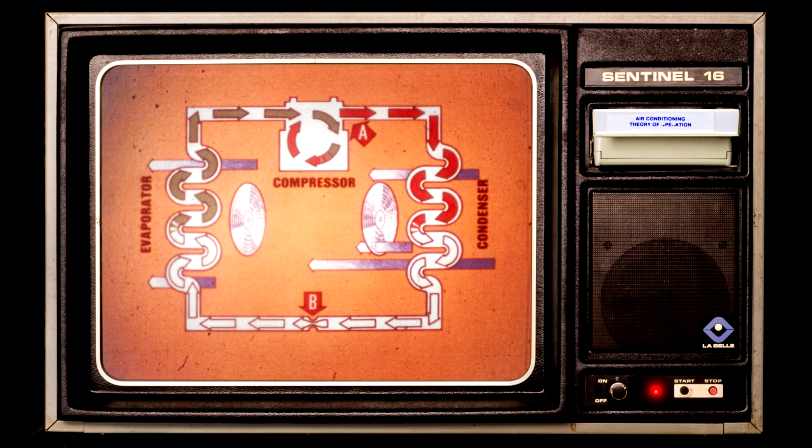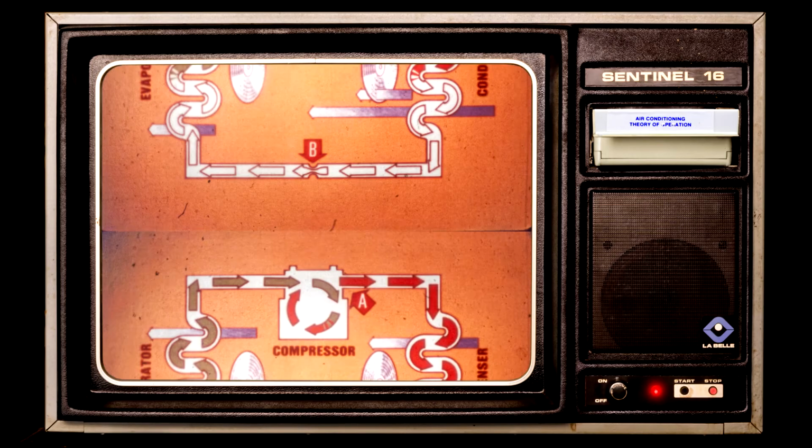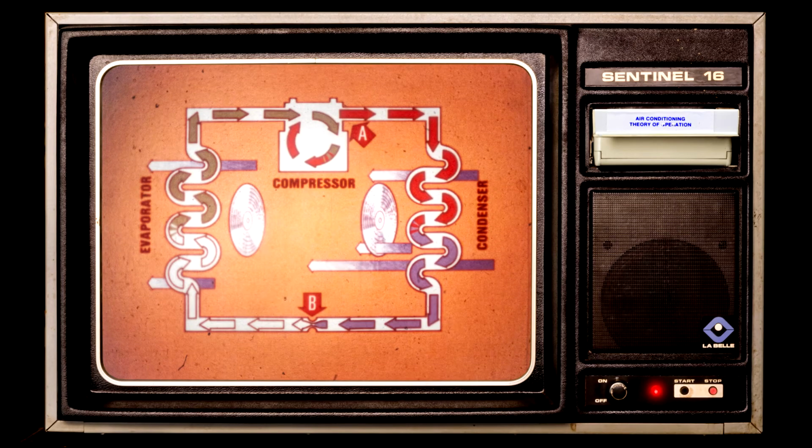The temperature of this gas is higher than the temperature of the air blowing around the outside of the condenser. The warmer gas will lose its heat to the cooler air. Therefore, the high-pressure gas condenses to a high-pressure liquid. The blue arrows here represent the high-pressure liquid.